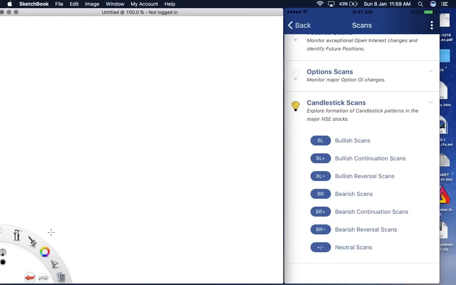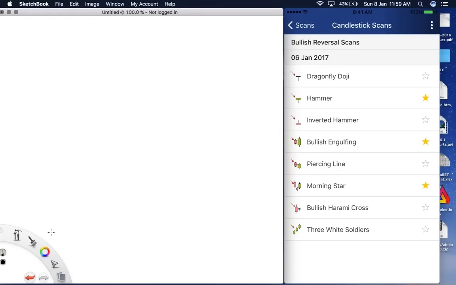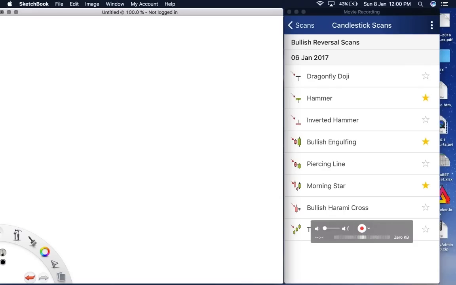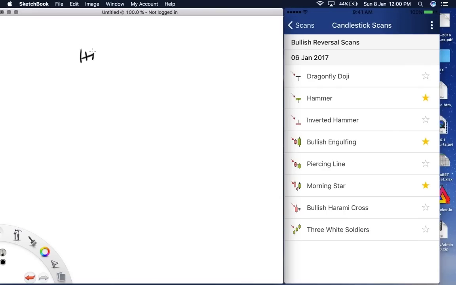Now I'll just quickly try and make you understand hammer. Hammer comes after a falling market. It has a small body and a long tail. This long tail should be at least 2 to 3 times the size of the body. The body should not have a higher shadow. It may have one, but it should be very negligible.